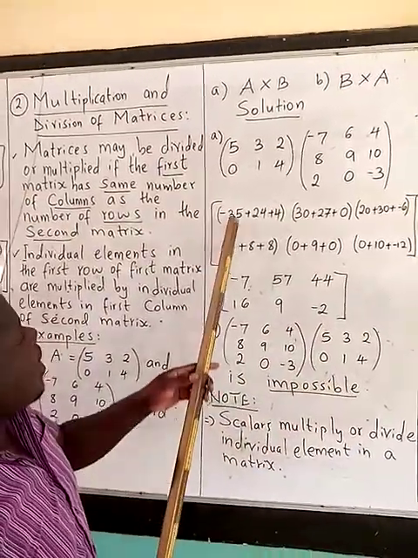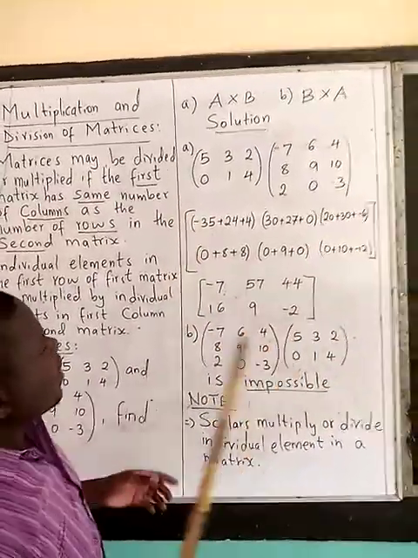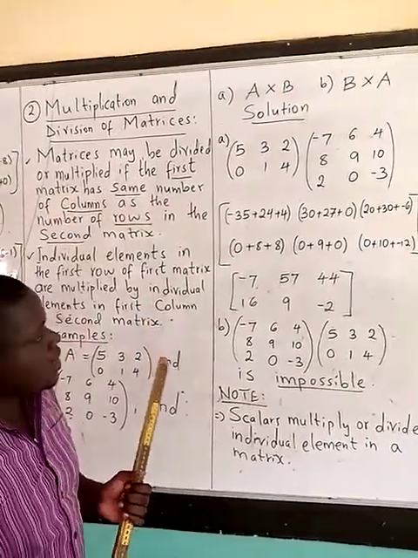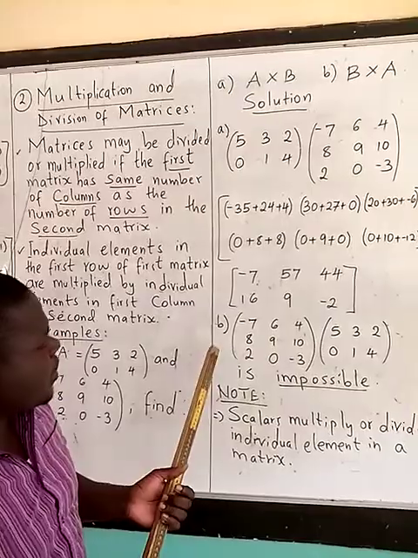And as you can see, I'm bracketing my matrices. If you leave out the bracket, we will not consider this as a matrix. So matrices must be in brackets as we operate them.